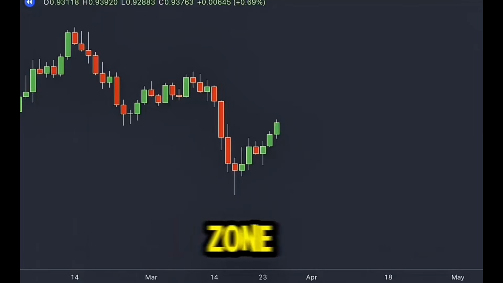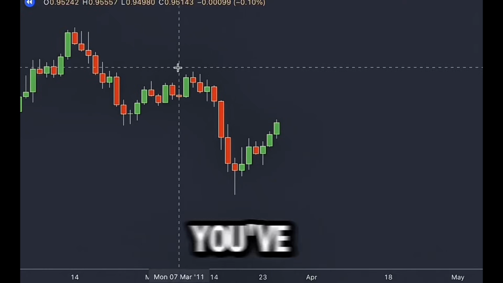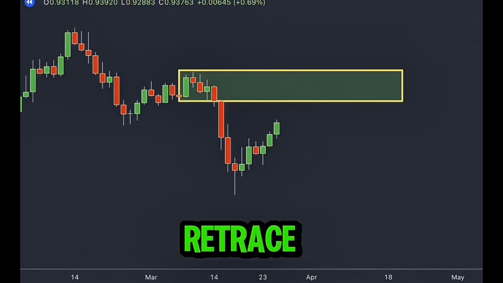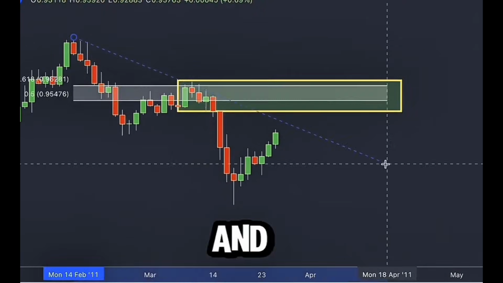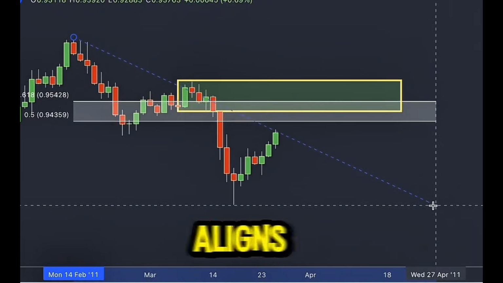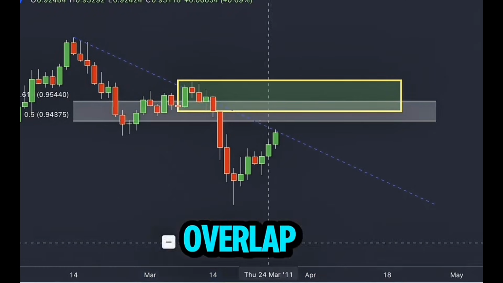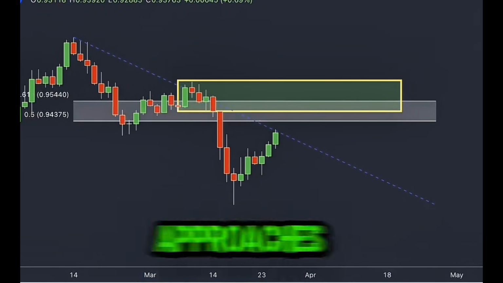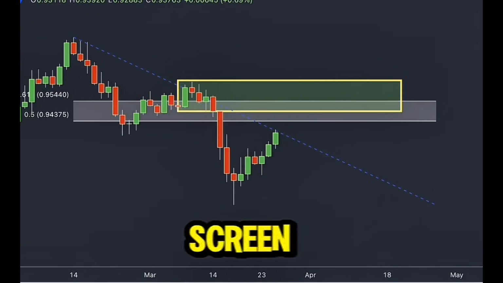In practice, this golden zone strategy might unfold like this. Imagine you've spotted a supply zone and the price begins to retrace. You apply the Fibonacci retracement tool and notice that the 61.8% level aligns perfectly with your demand zone. This overlap creates a powerful golden zone. As the price approaches this level, you're not just looking at numbers on a screen, you're seeing where the big institutions are likely to place their trades.